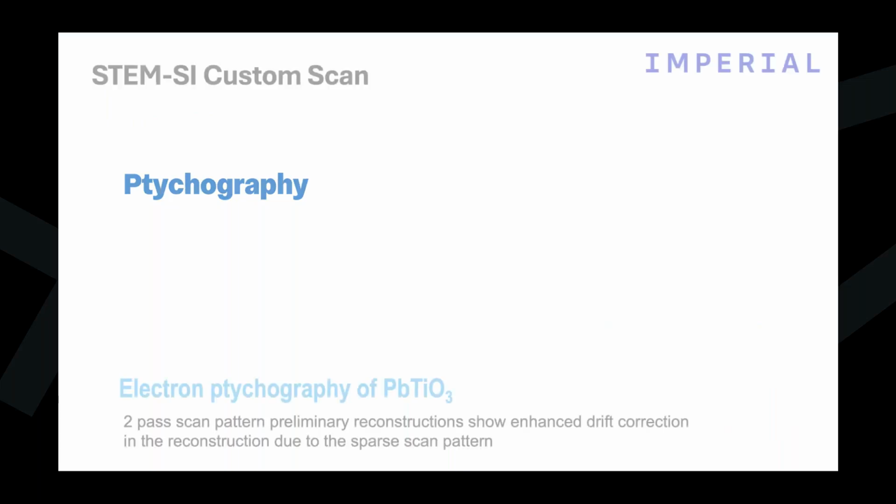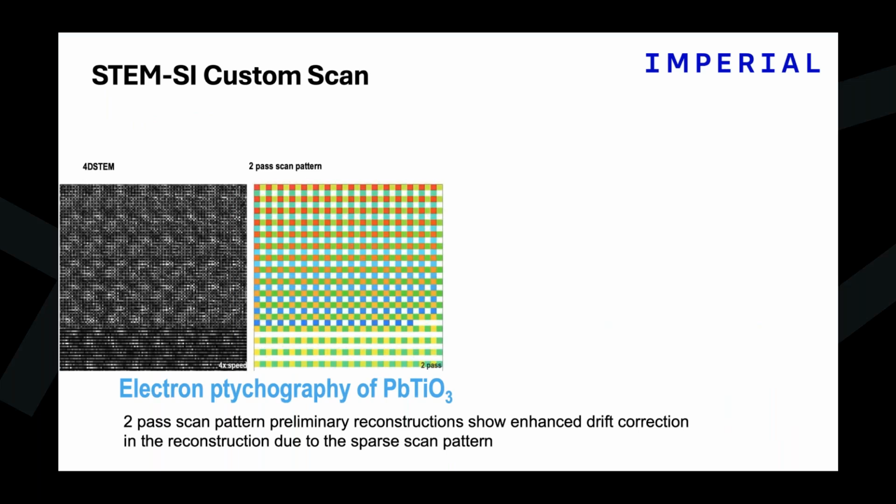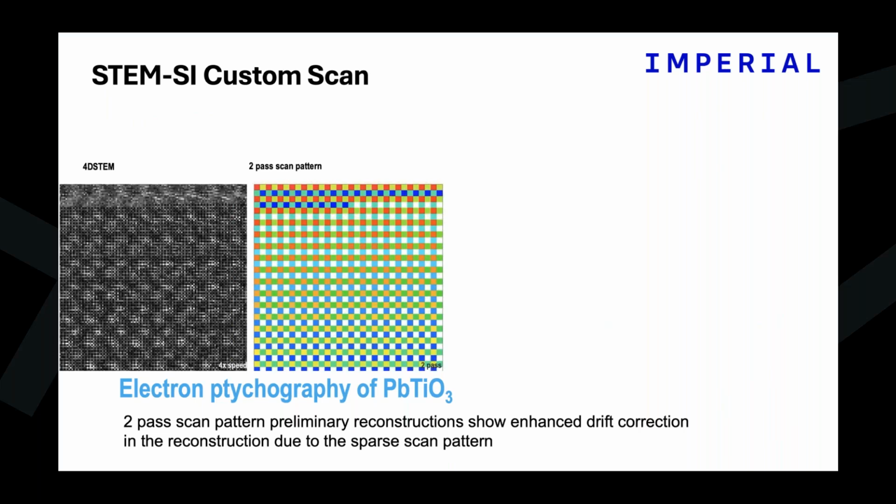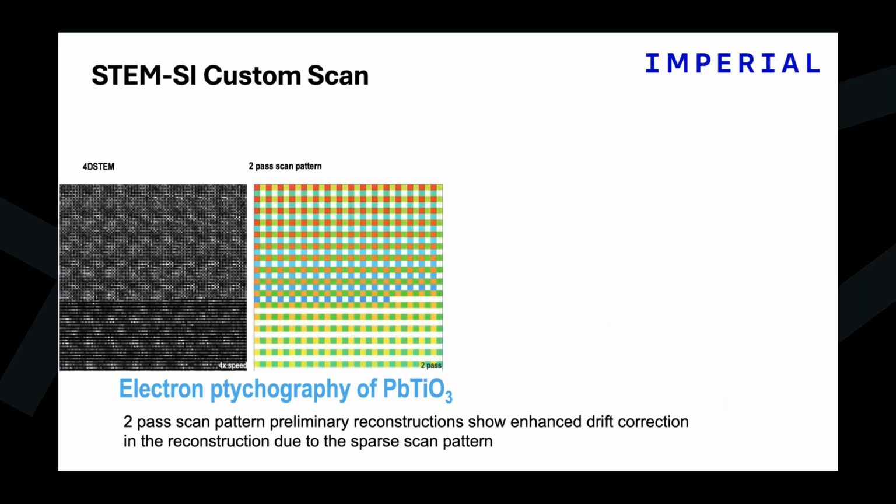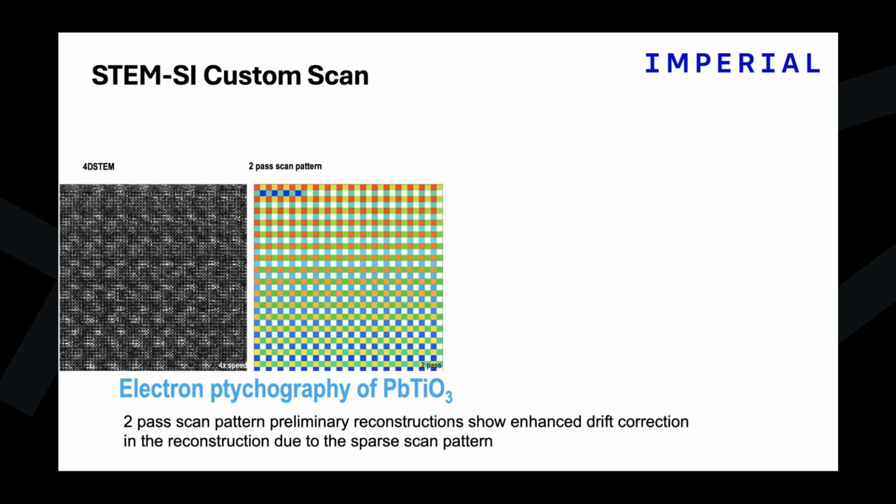And having analyzed ADF and EELS, we now move on to 4D STEM. And again, this is an example of how the 4D STEM scan looks. It's pretty similar to ADF. This is a 2x2 scan pattern, and this is a 4D STEM acquisition here. This one was done on a PTO sample.